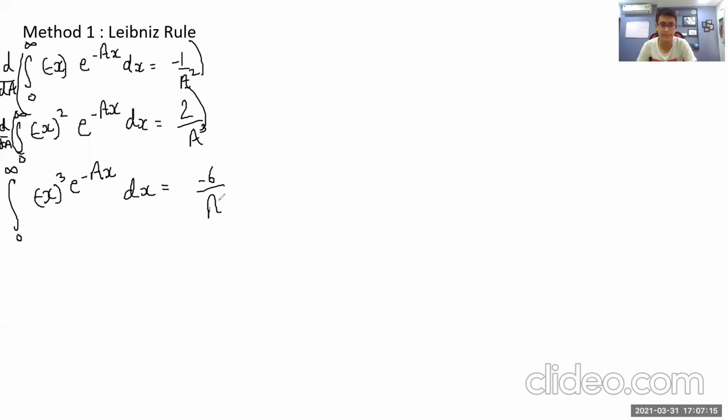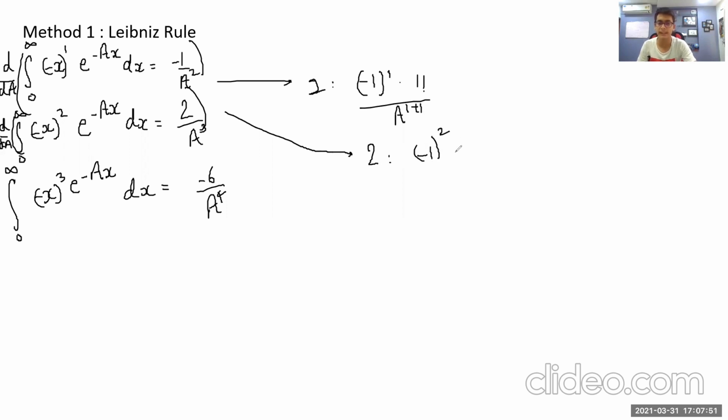Okay, so now I hope a pattern is emerging to some of you. What you can notice is that when the exponent of negative x was 1 here, what we got was minus 1 to the first power times 1 factorial over a to the 1 plus 1. And now again, there is 2 here, minus 1 to the 2, and minus 1 to any even power is just 1. And you multiply that by 2 factorial, and then you divide by a to the power 2 plus 1.